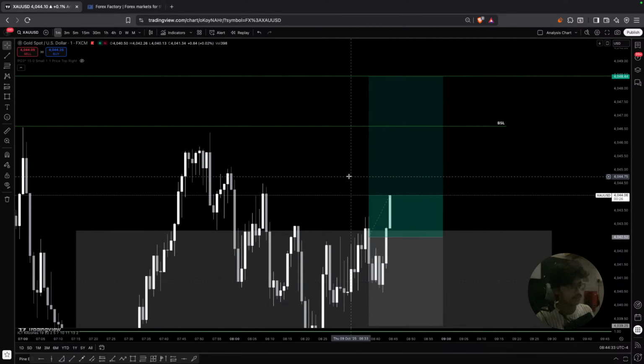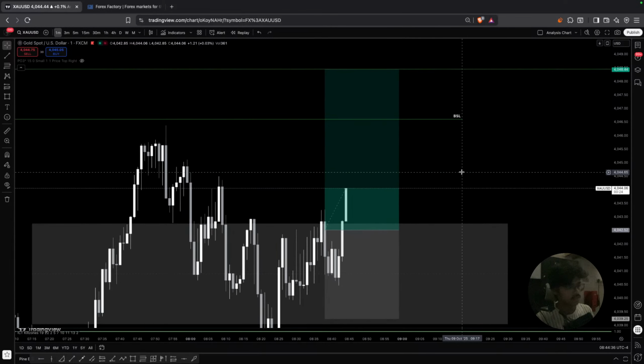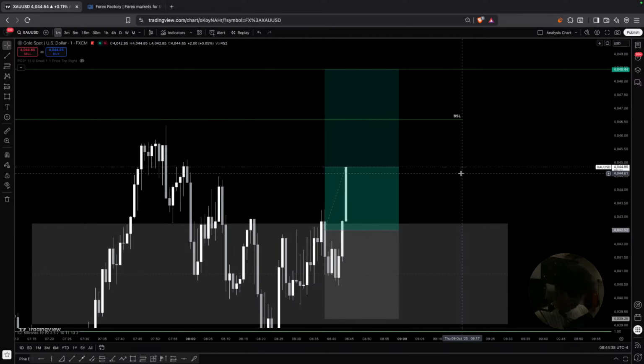Sorry, it was muted. If the momentum is good, we'll target for better highs. If the momentum is not good, we'll see what we can do.